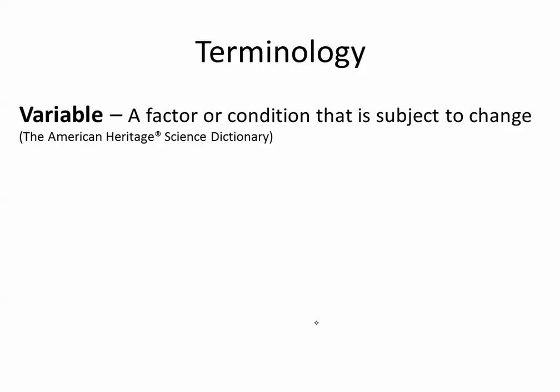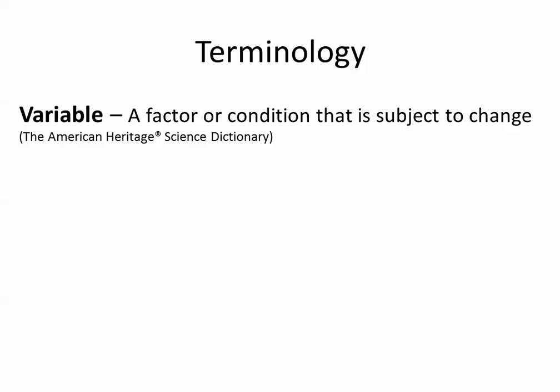Alright, so let's go ahead from here and let's look at some terminology first, because this is going to be important as we talk about the dependency. So first, let's define a variable. A variable is a factor or a condition that's subject to change. So it can be anything, right? It can be a height, it can be time, it can be color, anything that's able to change in a given situation will be a variable.